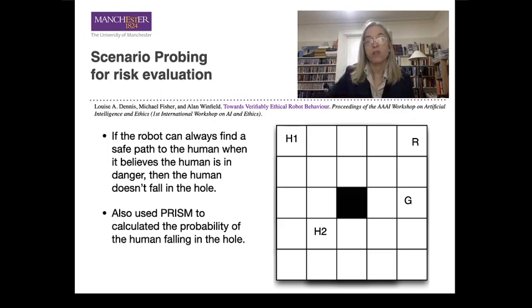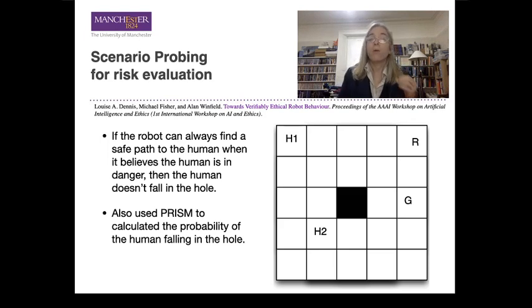It can only move in a straight line, but it can move anywhere on the grid in a straight line as one action. So in our normal scenario programming way, we were able to prove that if the robot can find a safe path to the human and it believes the human is in danger, then the human will be prevented from falling in the hole.